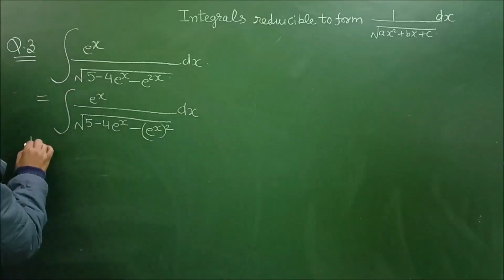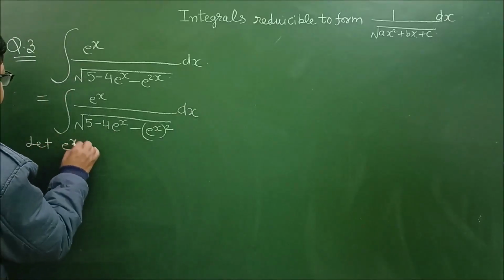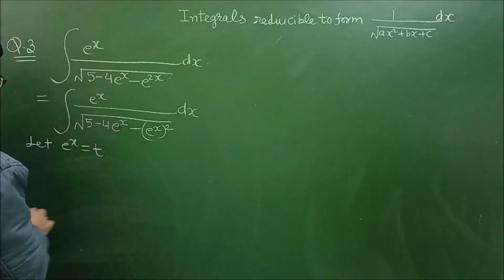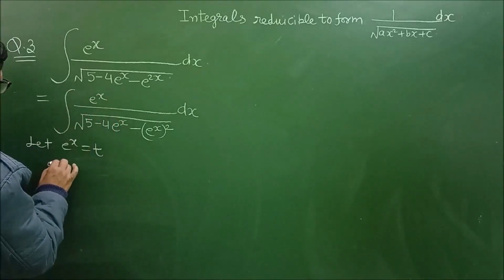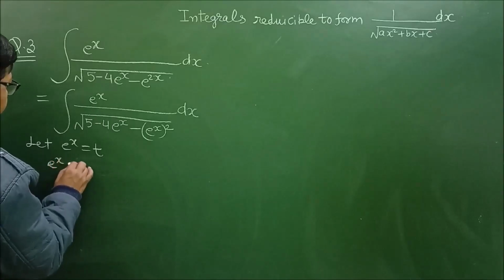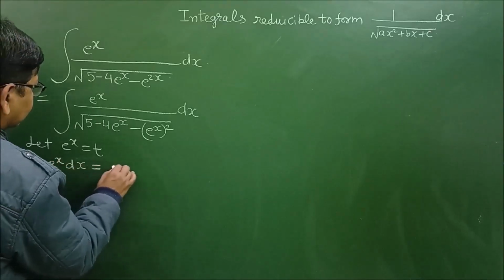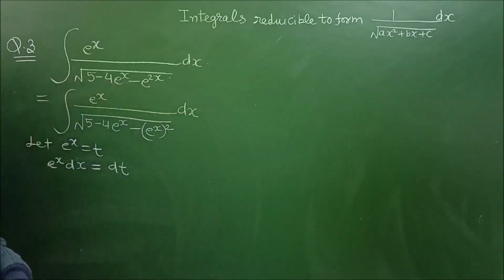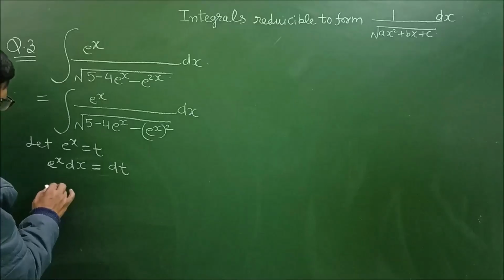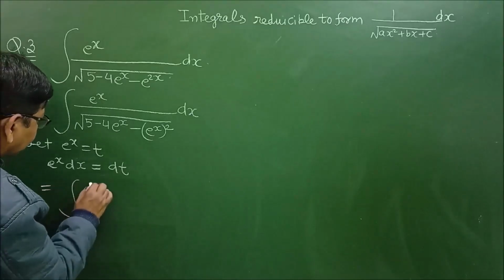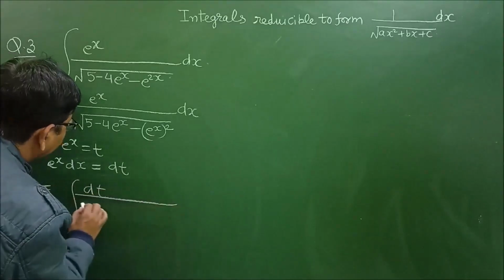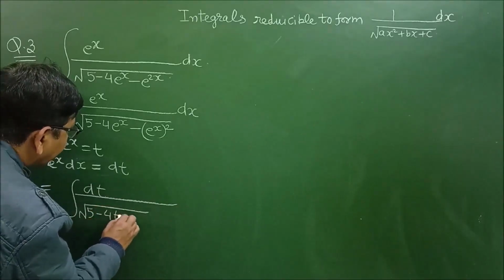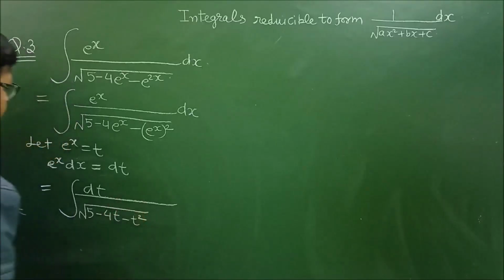Now let e raised to the power x be equal to t, because the derivative of e raised to the power x is present here. On differentiating, e raised to the power x dx is equal to dt. Now this e^x dx can be replaced by dt, so this integral reduces to the integral of dt upon under root of 5 minus 4t minus t square.